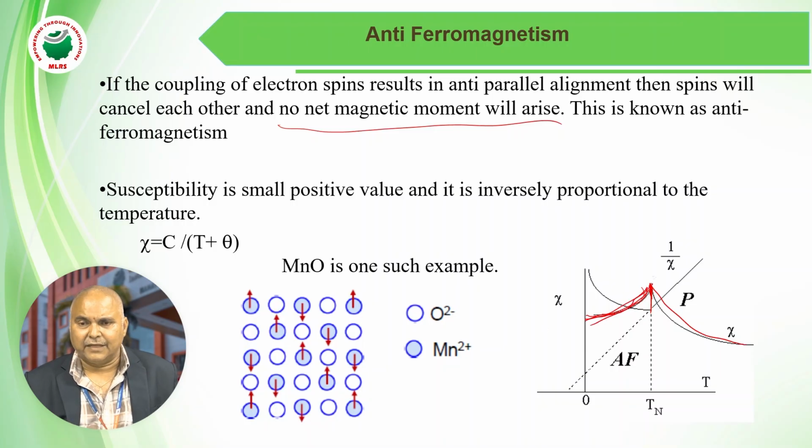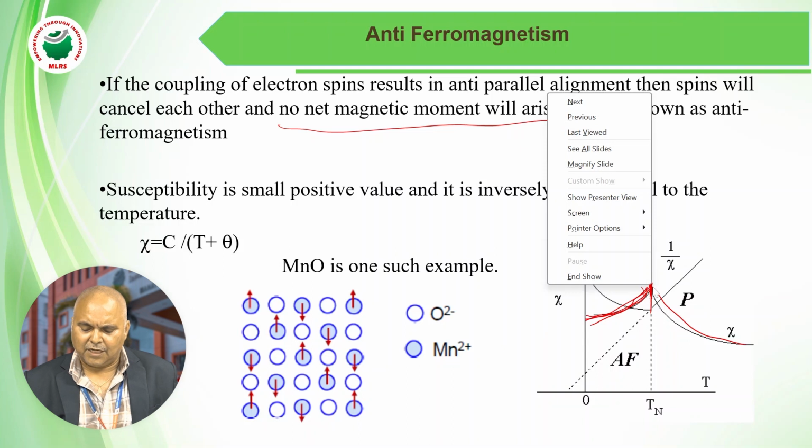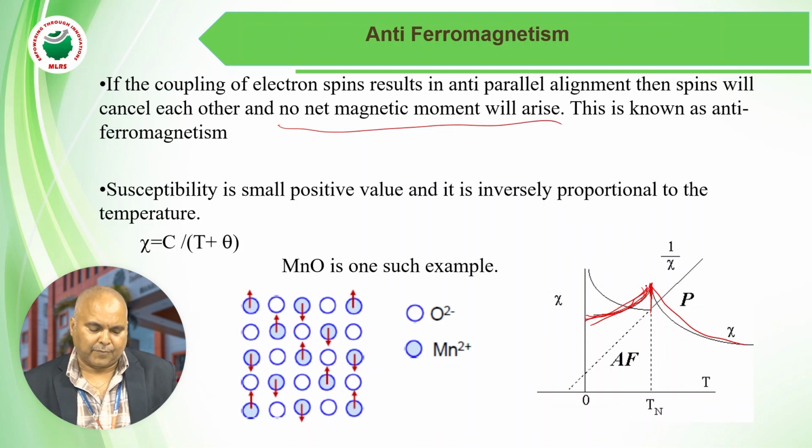The point where the susceptibility starts decreasing, we call it the Néel temperature. Whereas in ferromagnetism, we call it the Curie temperature. Here it is the Néel temperature because this alignment was developed by Néel. So that's why the transition temperature is called the Néel temperature. That is T_N, which it represents.